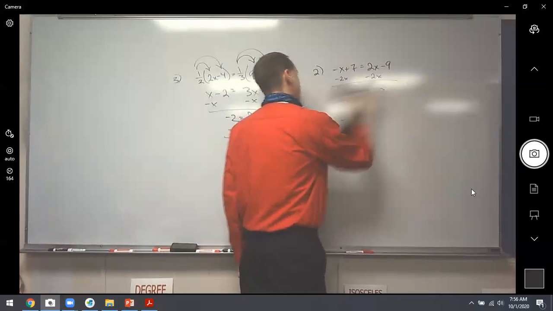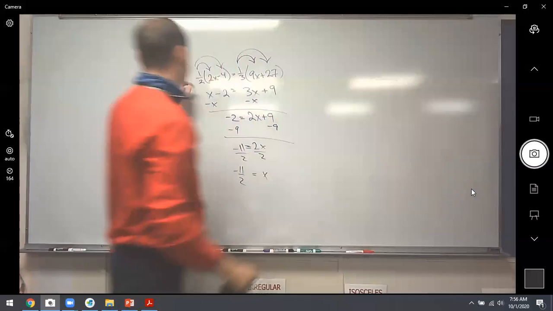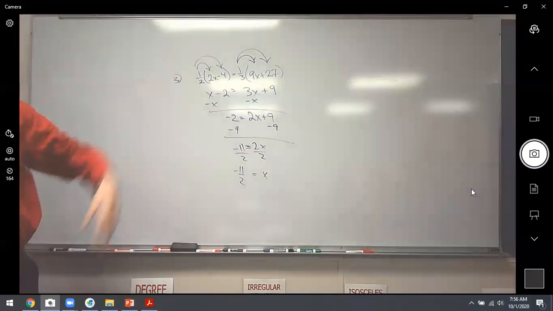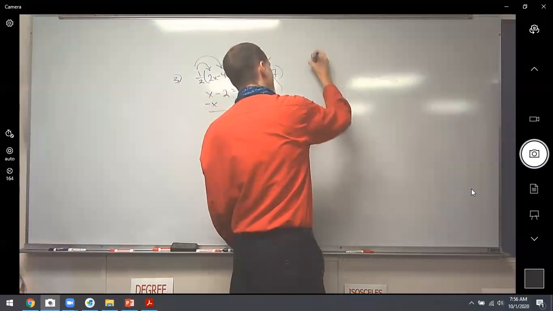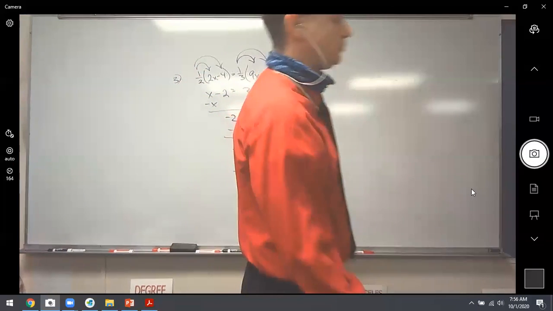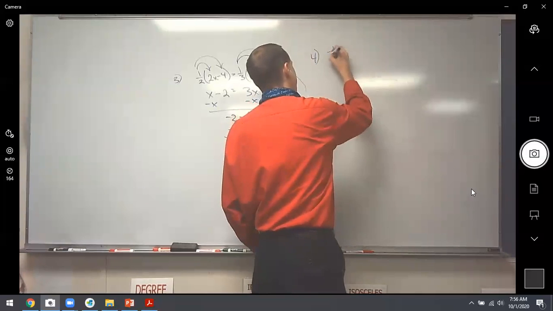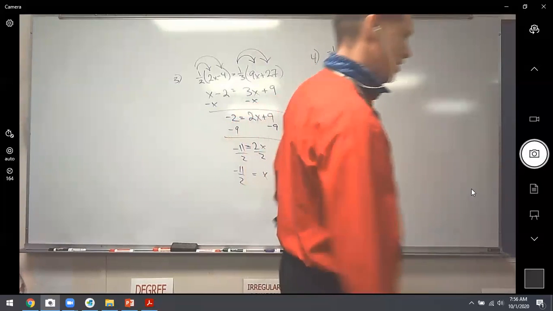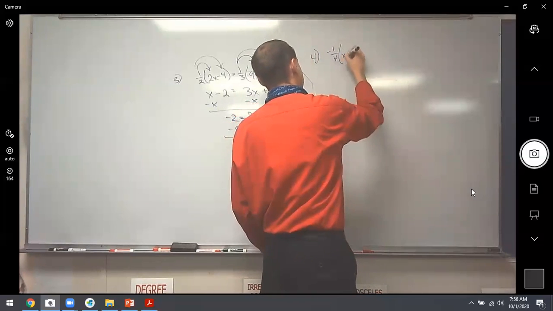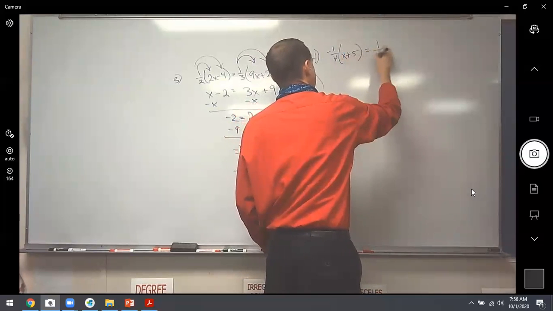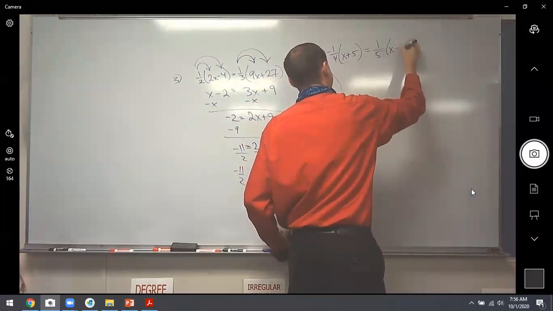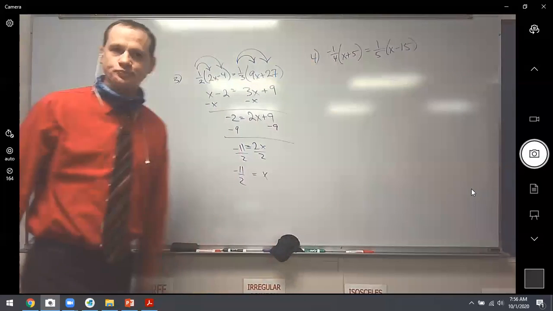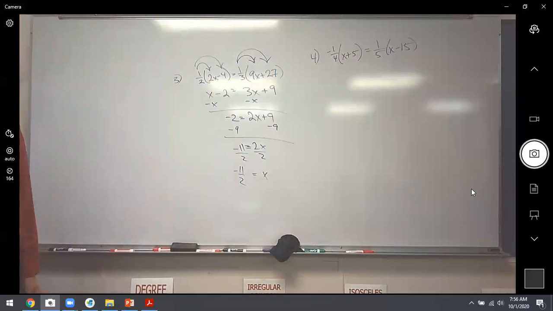So that one wasn't so bad, because once you distributed the fractions in, the fractions were gone. There were no more fractions. This one is the same idea, only it's not going to be quite so pretty. So here we go on number 4. We got -1/4 times the entire expression, x plus 5, and that equals 1/5 times x minus 15. All right, let's get distributing.